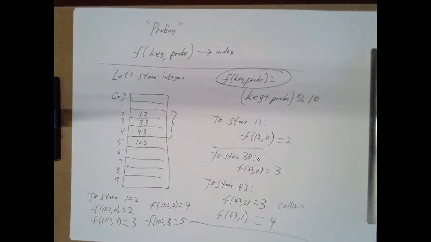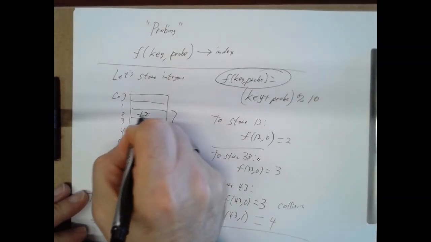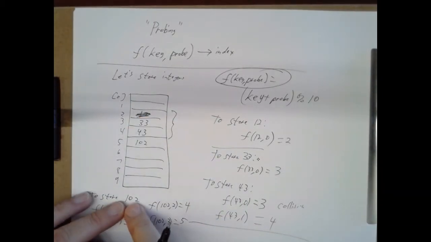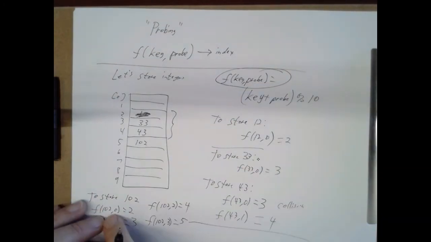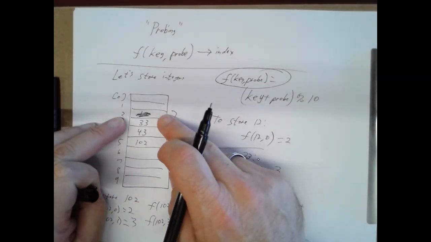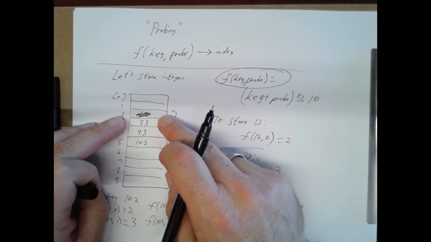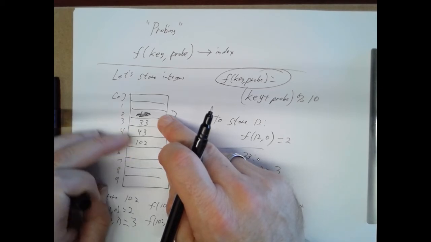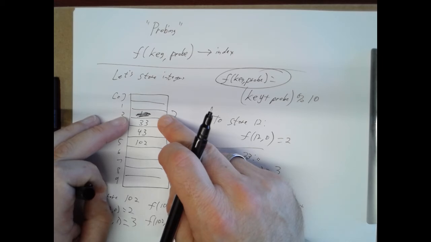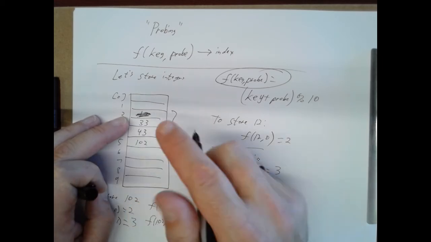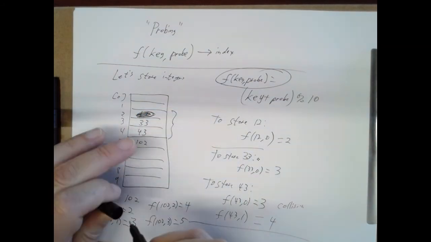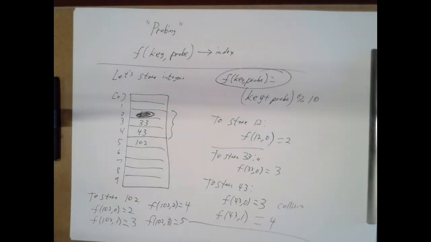This gets even worse when you delete. We'll talk about deletion on Wednesday. But basically, if I delete the 12, and now I look for a 102, I apply probe 0, f of 102, 0 is 2. I look, that spot looks empty. Can I conclude 102 is not in my table? No, it actually is. It used to have a collision there, but since I deleted something, it looks like there's no collision. So I need to remember that there was something there. So that starts getting a little more complicated. But it's not too bad when you do it calmly.